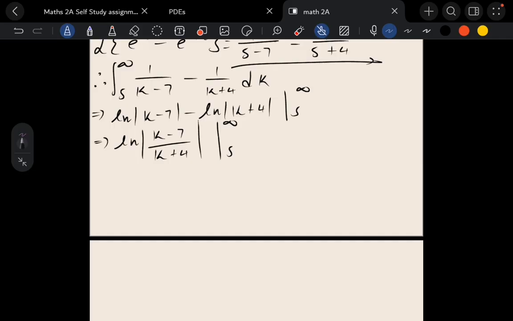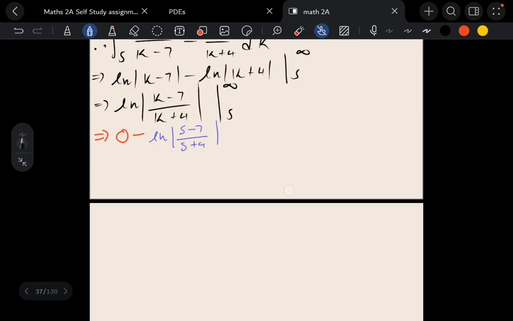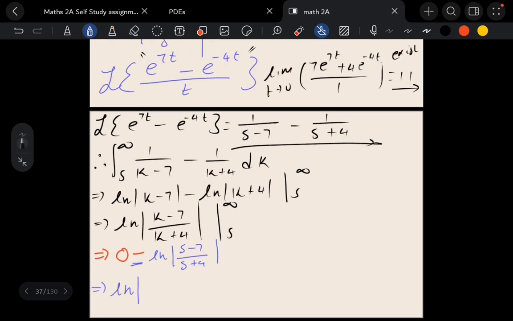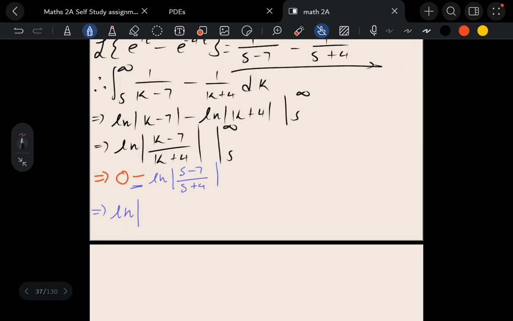But by law, you know that when you substitute infinity into the ln, this entire thing is going to be 0. So I'm going to have here 0 minus, minus what? Minus the ln of s minus 7 divided by s plus 4. Because there is a negative outside, I need to take the numerator and put it on the denominator, and take the denominator and put it on the numerator. So I'm going to have ln of s plus 4 over s minus 7. So this is your answer.